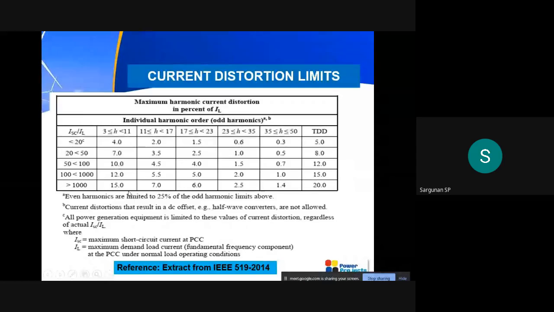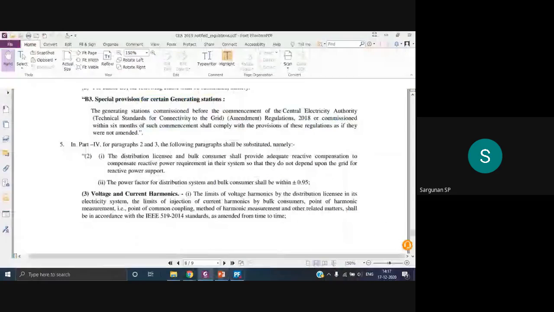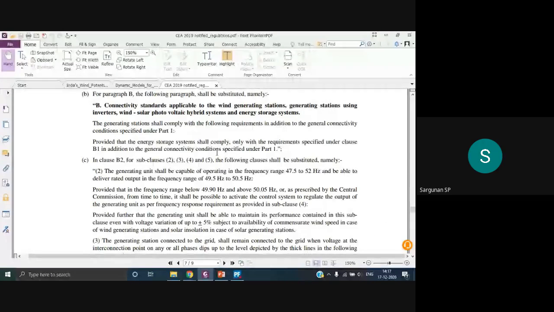So we normally say that if this ISC by IL value is greater than 20, we call it a strong grid. If the value is lesser than 20, or in particular if the value is less than 5, it is called a weak grid. Even in the CEA guidelines, they explain that if this value is less than 5, you will not be allowed to connect to the grid.